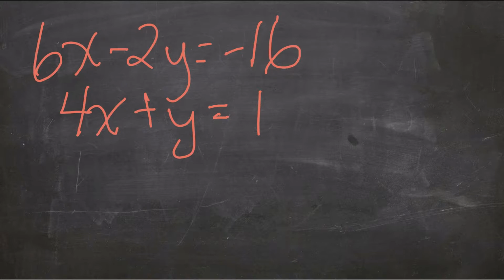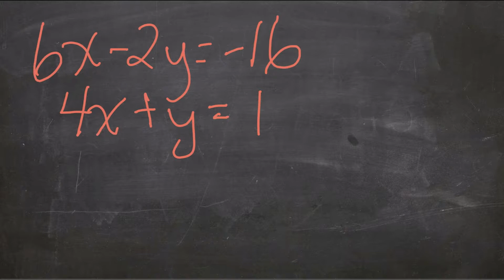So now we're going to look at our variables. We want to ask ourselves, are there any variables that can be eliminated right away just from adding or subtracting? So we have 6x and 4x. Right away, combining those would not eliminate an x, since 6x plus 4x is 10x, and subtracting would only give us 2x, so it does not eliminate. And if you look at the y variables, that also is the case. We have negative 2y and positive y. Adding those together would not eliminate them, and subtracting them would not eliminate them either.